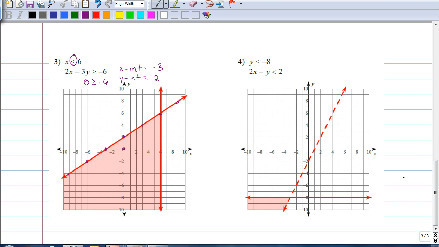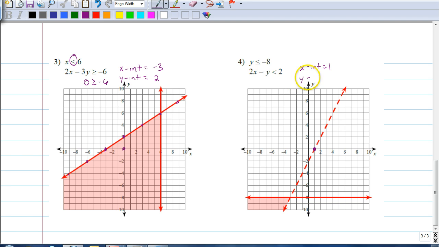And with the other one, we have y is less than or equal to -8, so it's a horizontal line going through -8. Again, it would be a solid line, and we would shade below that line. Then we graph the other one. The other one has an x-intercept that's a positive 1. So right here.